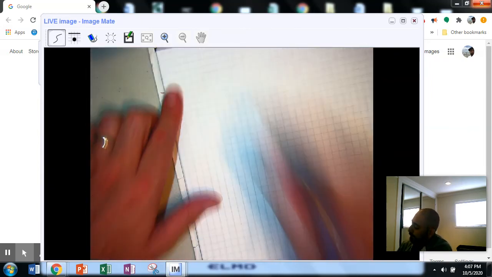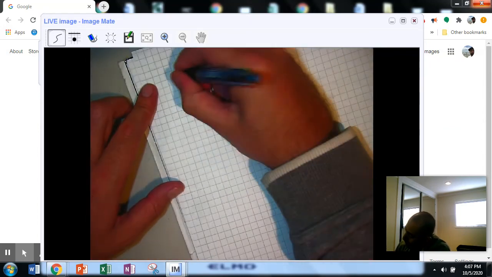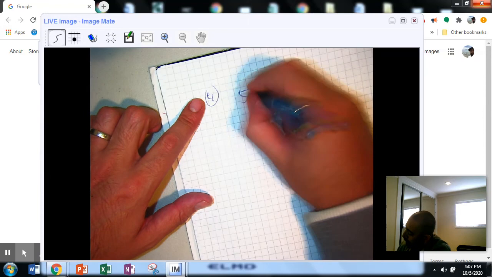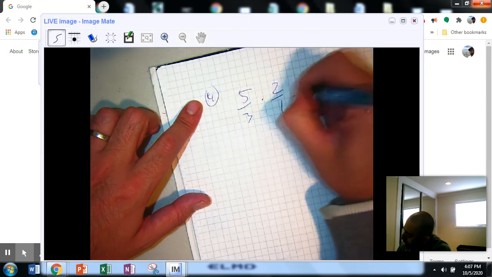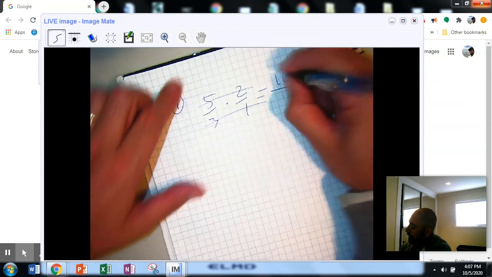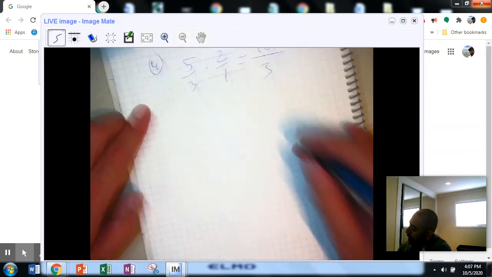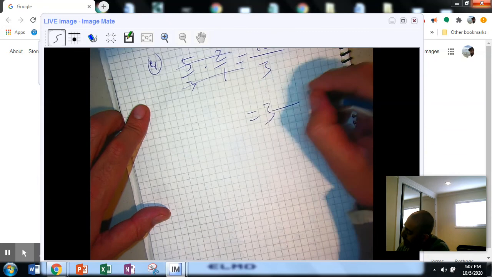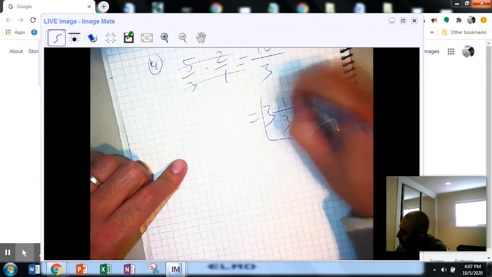Multiplying is the easiest one out of all of them. Multiply 5/3 times 2/1. Just go straight across. 5 times 2, 10. 3 times 1, 3. When you reduce it, 3 goes into 10 3 times, and you're left with 1/3. Okay?